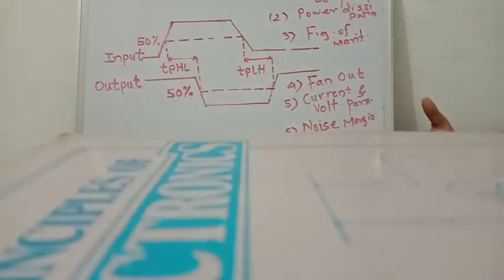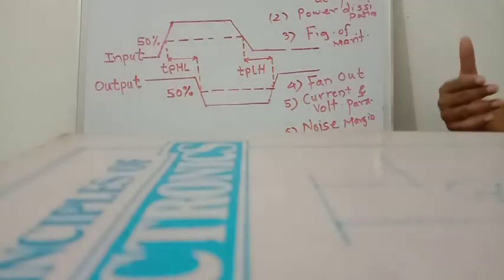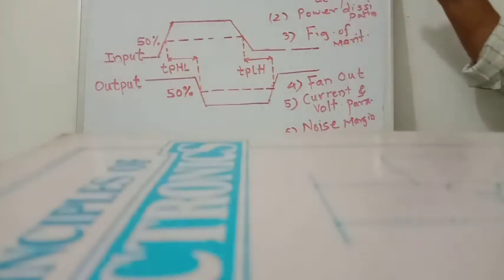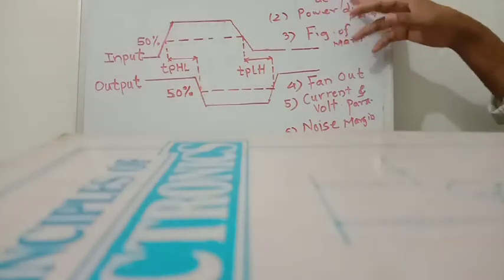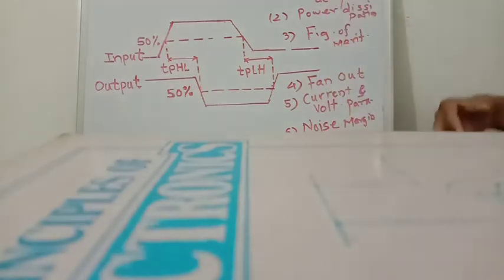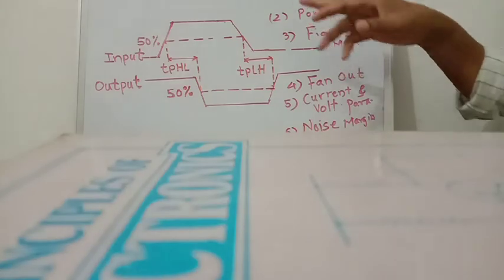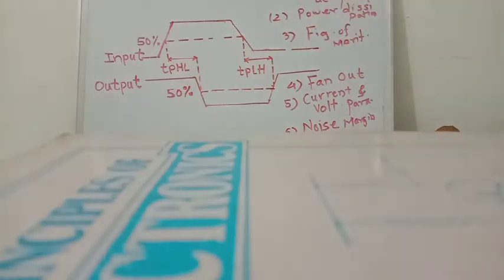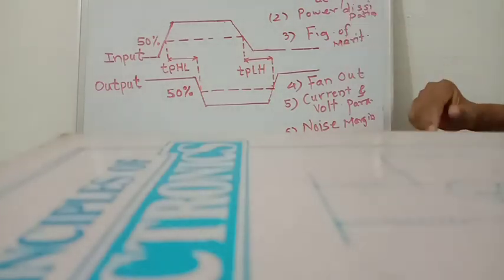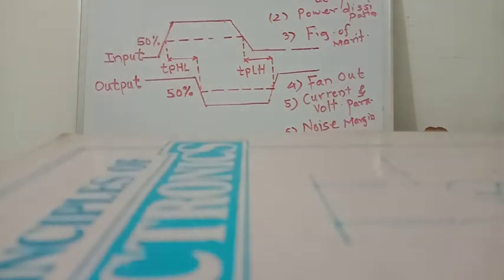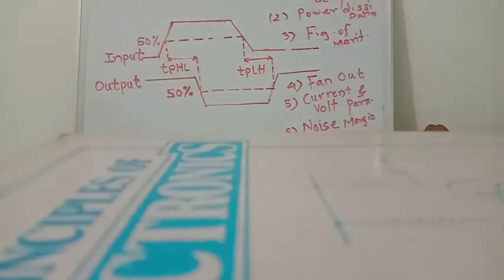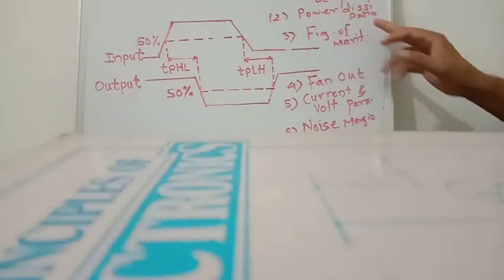And the propagation delay time is the average of these two time delays, that is, (TPHL + TPLH) divided by 2. And for a standard TTL gate, the propagation delay time is 10 nanoseconds.